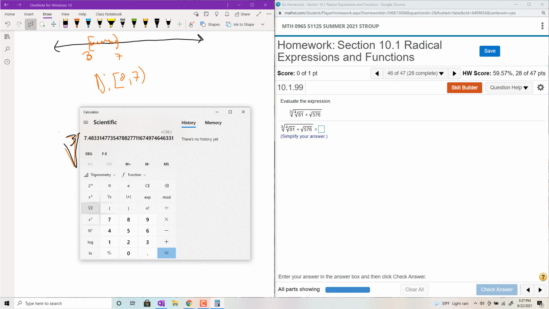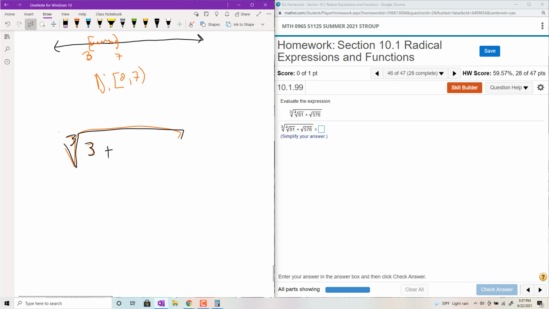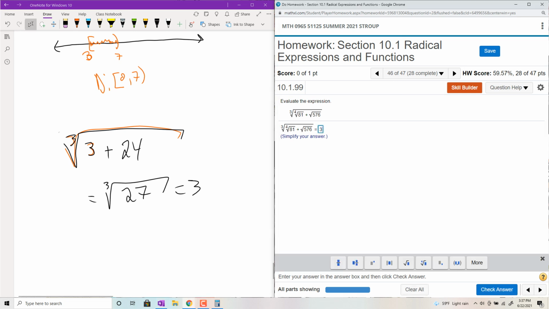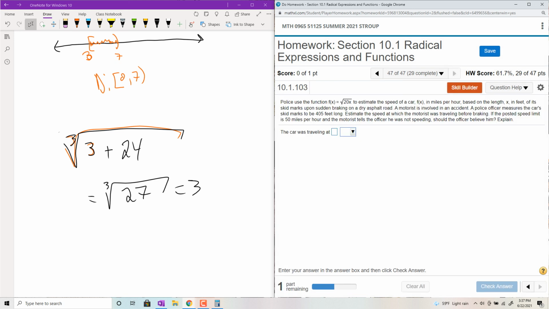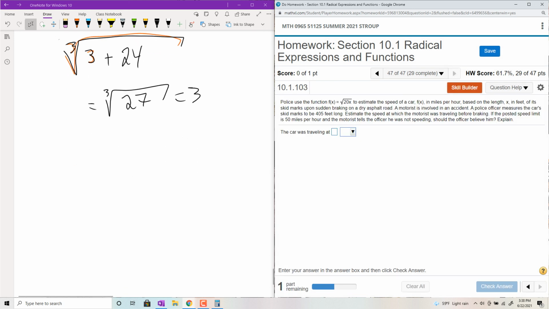The square root of 576 is 24. 3 plus 24 is the cube root of 27, which is, of course, just 3. What else? Oh, some sort of square root of 20x.